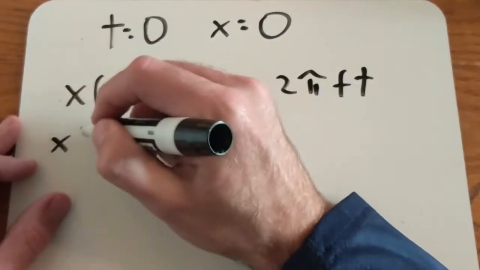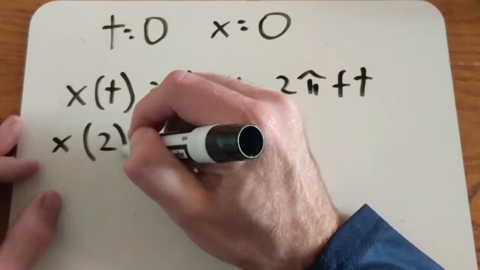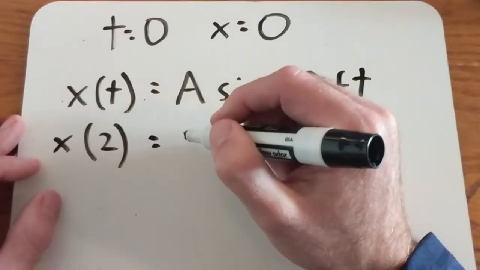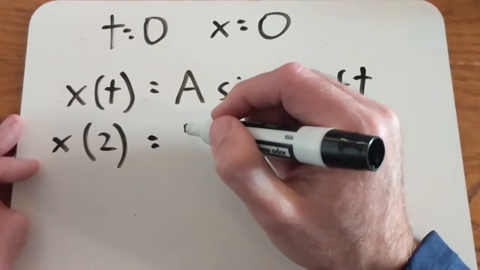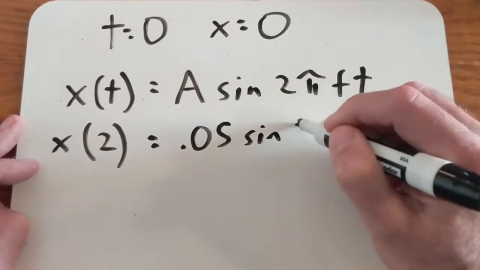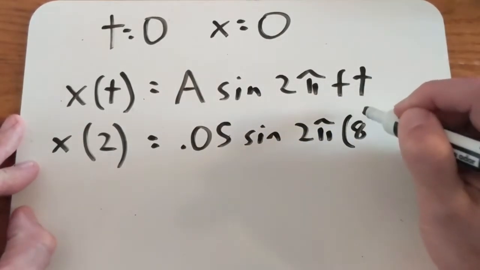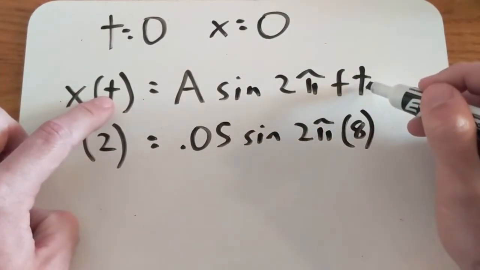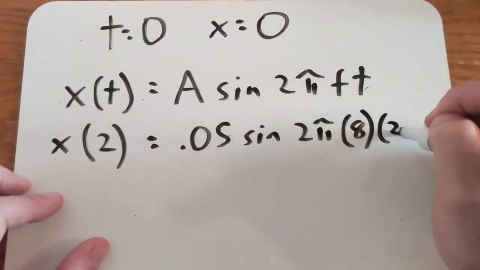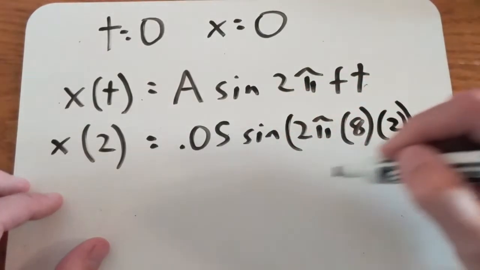They want to know where it is at what time. Looking back, it was at 2 seconds. The A was 5 centimeters, 0.05. Sine of 2 pi, frequency. What was the frequency? The frequency was 8. And remember, this time is 2. So we do the sine of that whole entire thing. Remember, this has to be in radians.